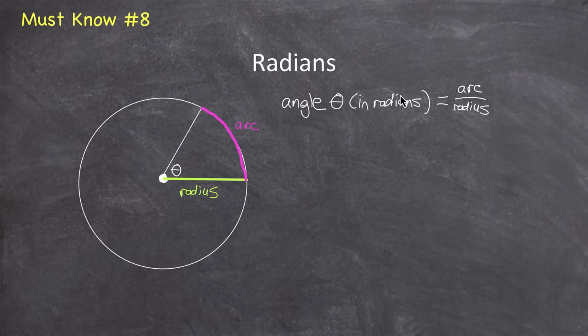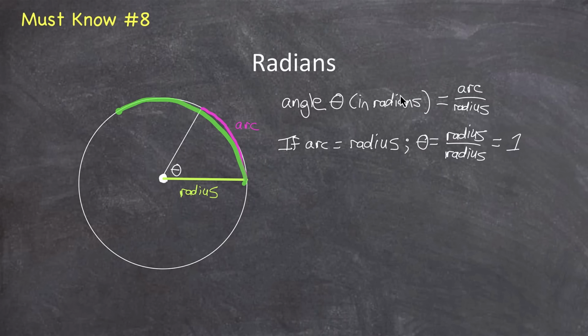radians. So what does 1 radian look like? Well, if this arc length was exactly equal to the length of this radius, that would be 1 radian, right? In the angle calculation, when we do arc over radius, if the arc and radius are equal, really what I'm doing is the radius divided by the radius, which is of course 1.